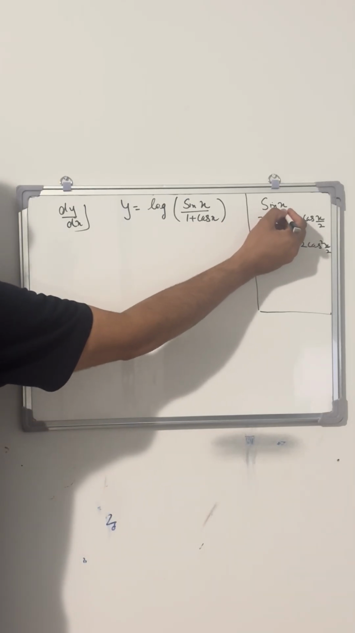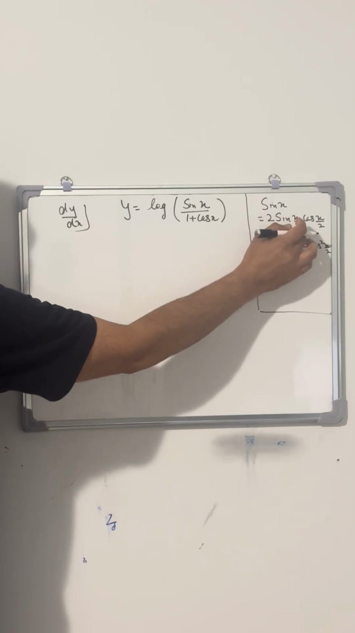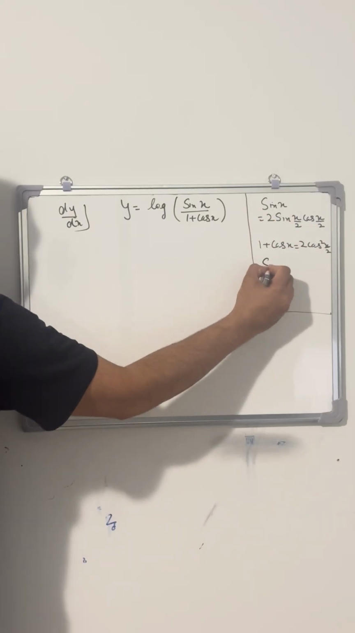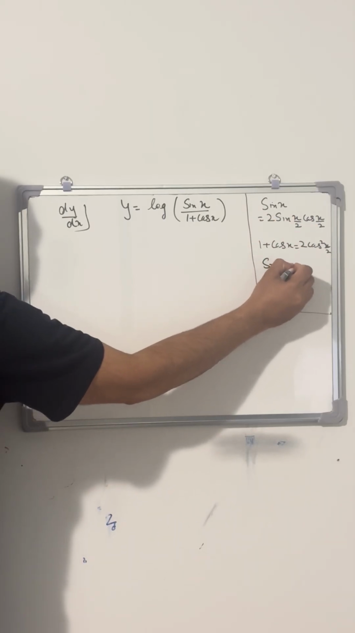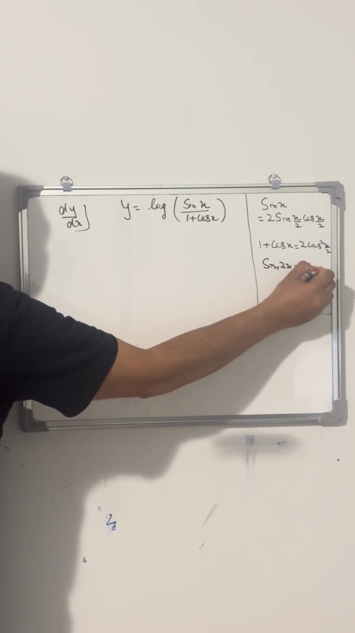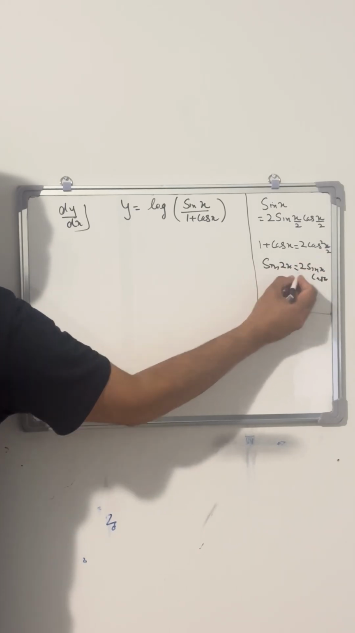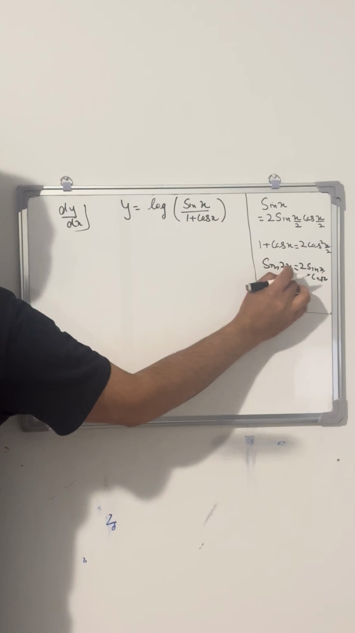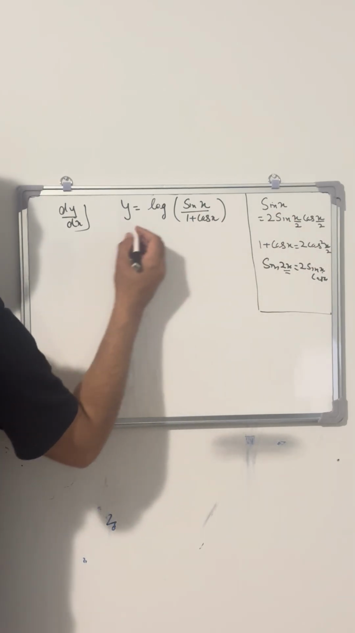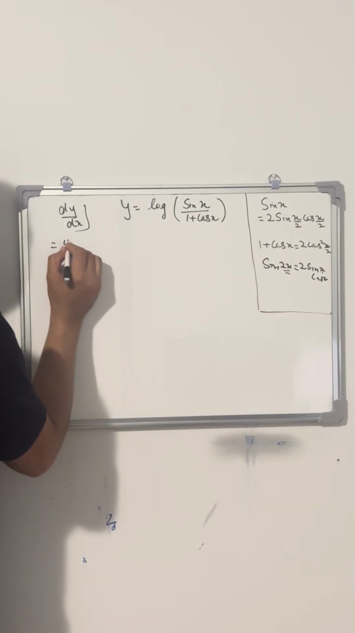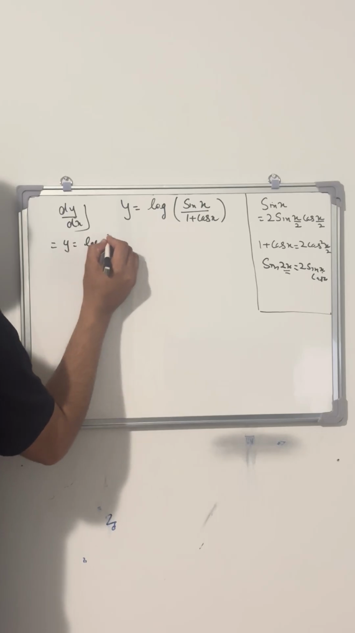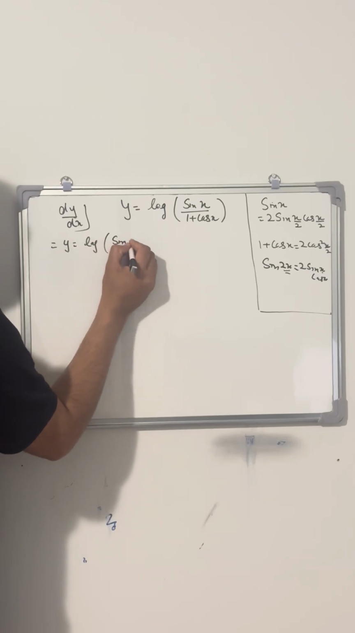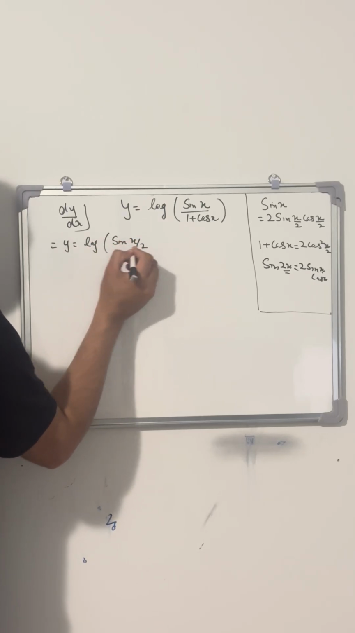So see, the formula of sin x is 2 sin x by 2 cos x by 2, because sin 2x equals 2 sin x cos x. So the angle 2x becomes x, so 2x becomes half, so x will become x by 2. So let's see, y equals log of sin x by 2.